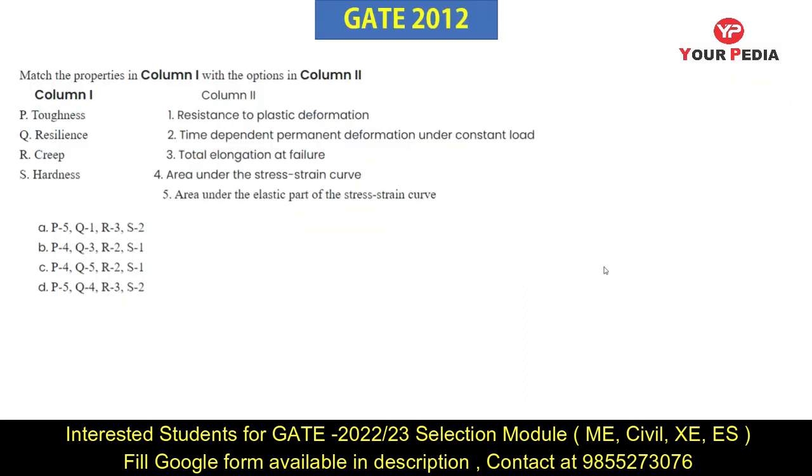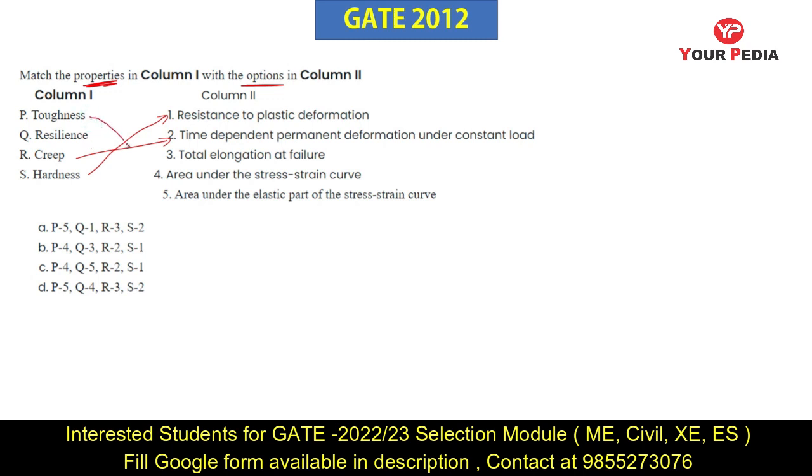The next question is related again to properties and options, that is, what is the meaning of that property, the definition. Here you can see the property, and the options in column number 2, like toughness, resilience, creep, hardness, area under the stress strain curve, area under the elastic part of the stress strain curve, total elongation at failure, time dependent. So the time dependent property is creep. Resistance to plastic deformation is hardness. And then resilience and toughness.